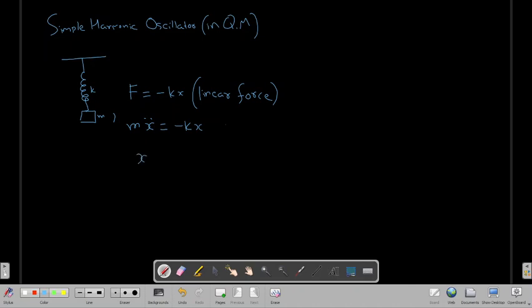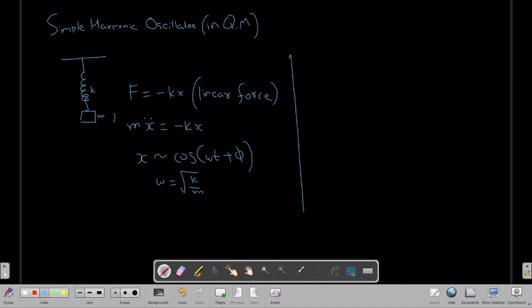If we solve this problem, it is basically a second order differential equation in x, and the solution will be something like A cos of omega t plus a phase term phi, where omega is the frequency of oscillation, how this particle is oscillating. So these are a few things which we already know from our knowledge of classical physics.